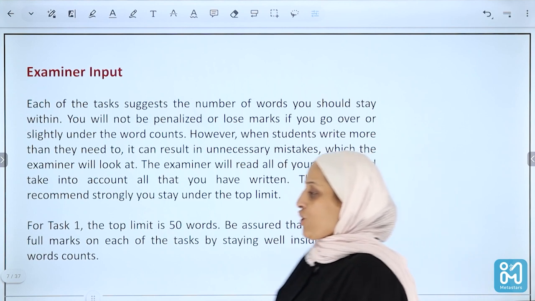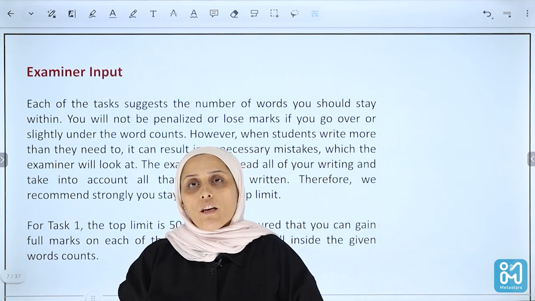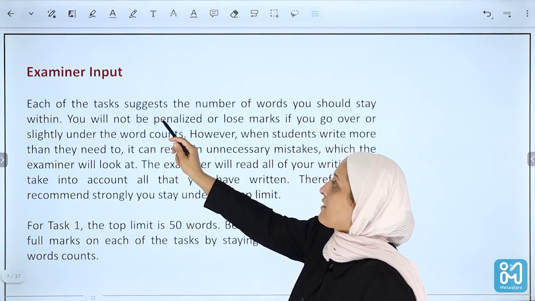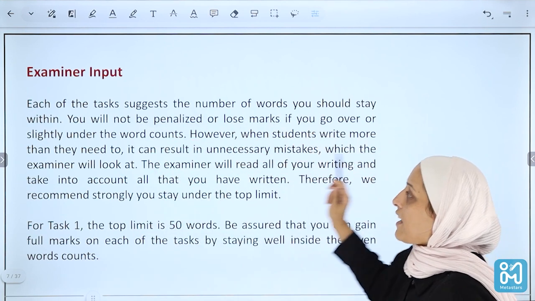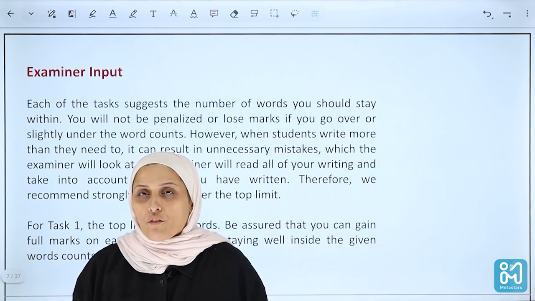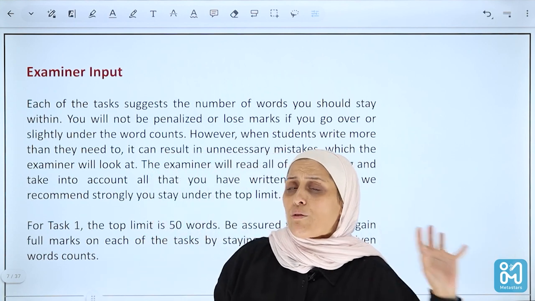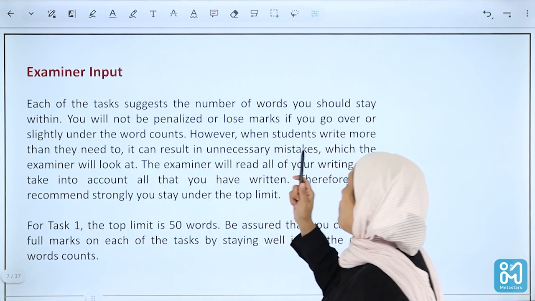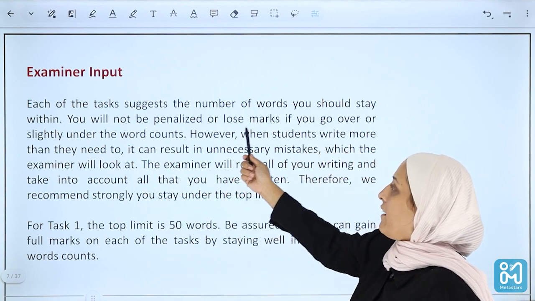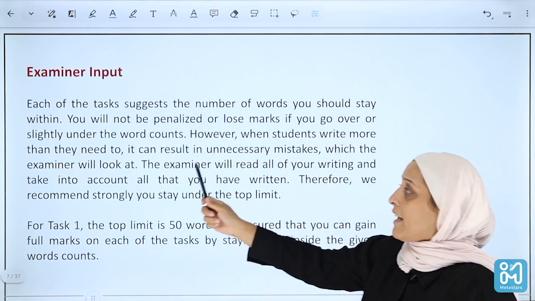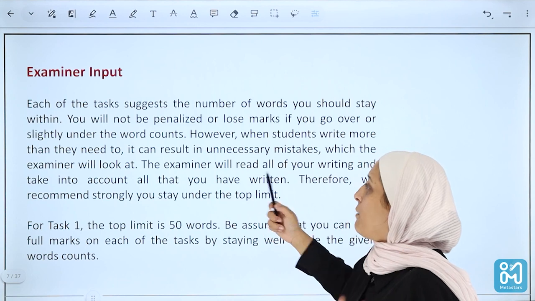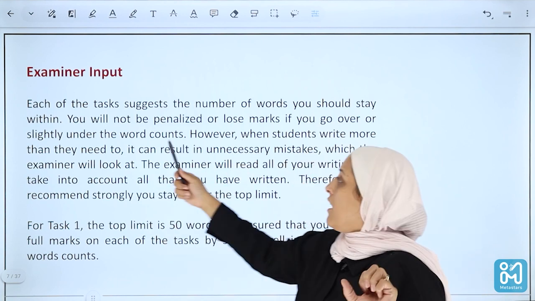Examiner input. After checking many pieces of writing for different candidates, we can say that each of the tasks suggests the number of words you should stay within. Like when they ask you to write within 30 to 50, you have to write 30 to 50 words. When they ask you to write 70 words, you have to write 70 words. So it's very important to abide by the word count. You will not be penalized or lose marks if you go over or slightly under the word count, like plus minus 10, that would be fine.